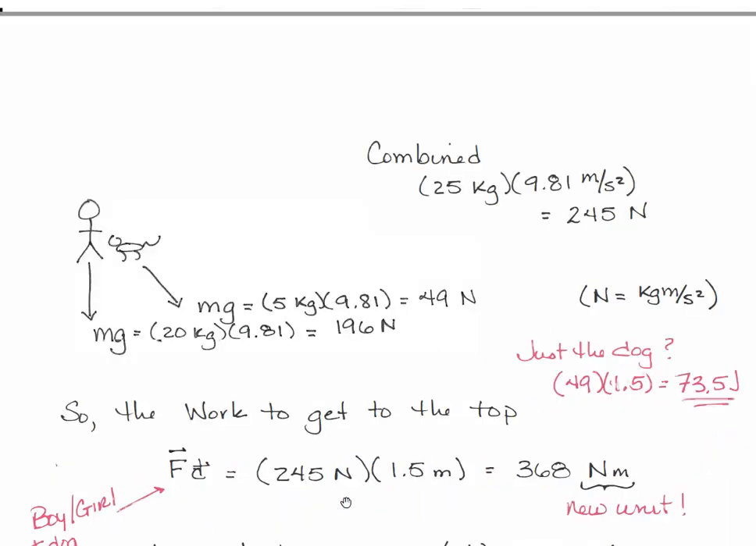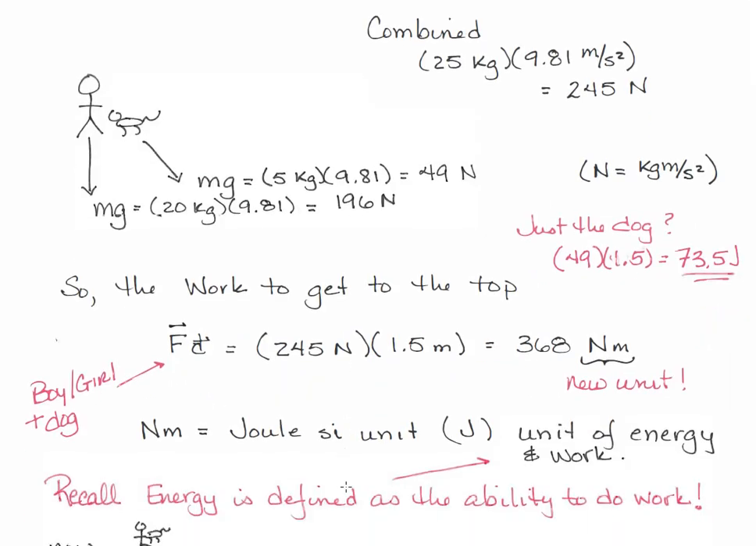So the work to get to the top of the slide is going to be the force that we have to overcome. If I'm doing both the child and the puppy, I'm going to do 245 newtons. That's the force that's being applied, and it's going to be 1.5 meters to get to the top. Multiply that together, and I'm going to get 368 newton meters. And newton meters in this case is going to be defined as a new unit. It's a unit of energy, and that's going to be called a joule, and we're going to use the letter J.